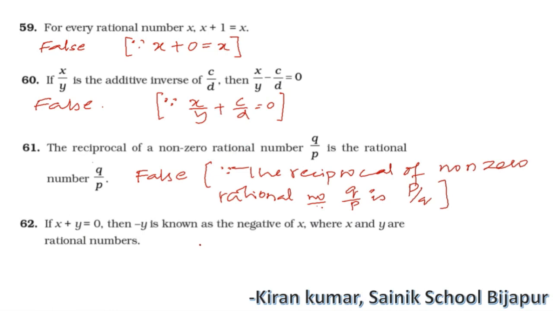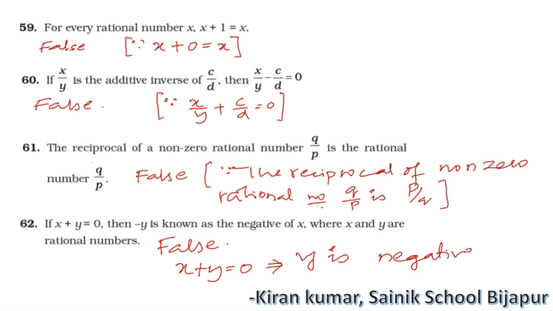Statement number 62. If x plus y is equal to 0, then negative y is known as negative of x, where x and y are rational numbers. This statement is also false because x plus y is equal to 0. It means that y is negative of x.